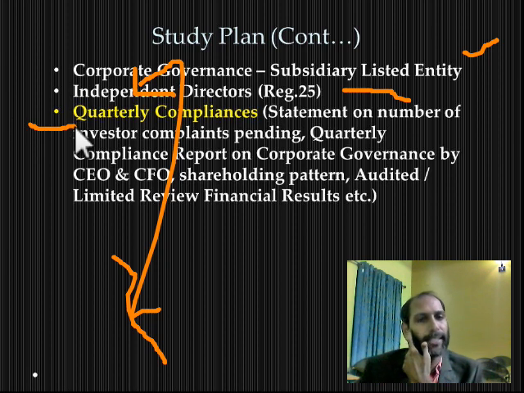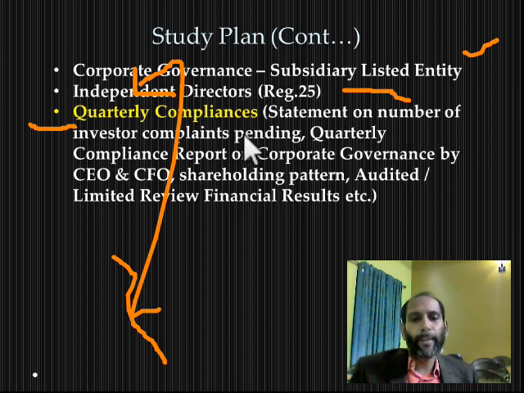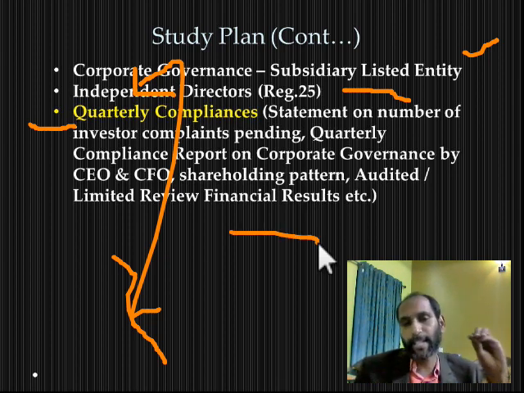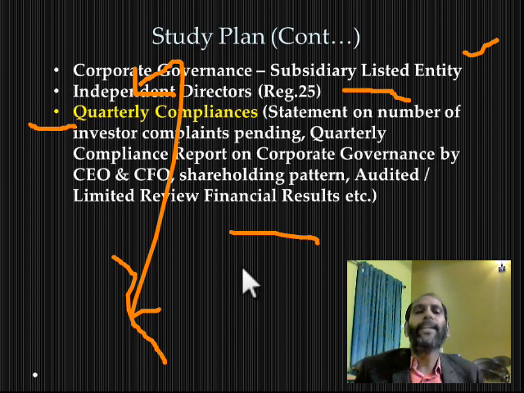Then coming to quarterly compliances. Quarterly, Q1, Q2, Q3, Q4, for a listed company, you have to file a statement of number of compliance spending, quarterly compliance report on corporate governance to be certified by the CEO and CFO of the company, shareholders pattern, audited Q1, Q2, Q3, Q4 statements or limited review financial statement. This is a simple compliance slide. You have to study these.